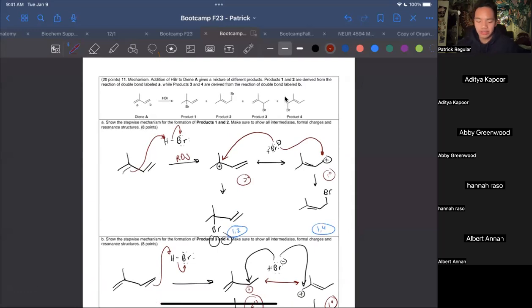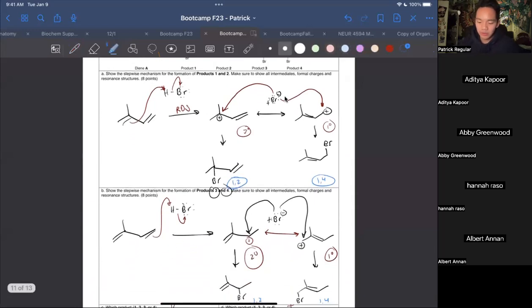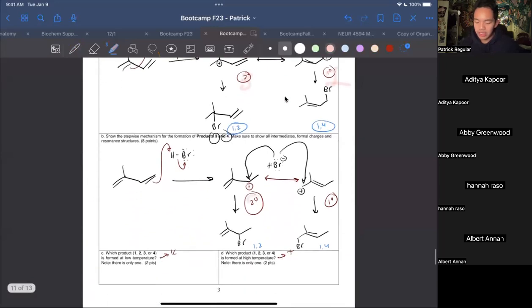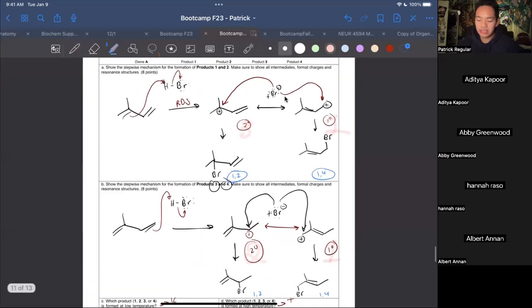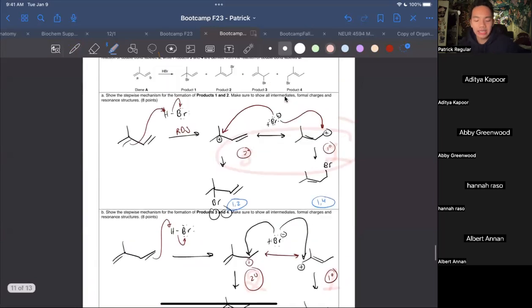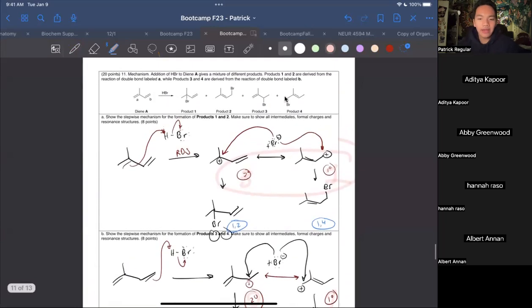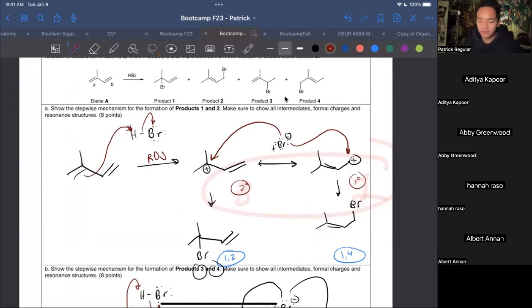Look at the carbocations. This one gives you tertiary and primary. This one gives you secondary and primary. So automatically, hey, this is the best set of carbocations. I know that alkene A is more reactive. I don't have to look at product 3 and 4, which is derived from alkene B. Product A is all I have to look at. So let's just look at product 1 and 2.